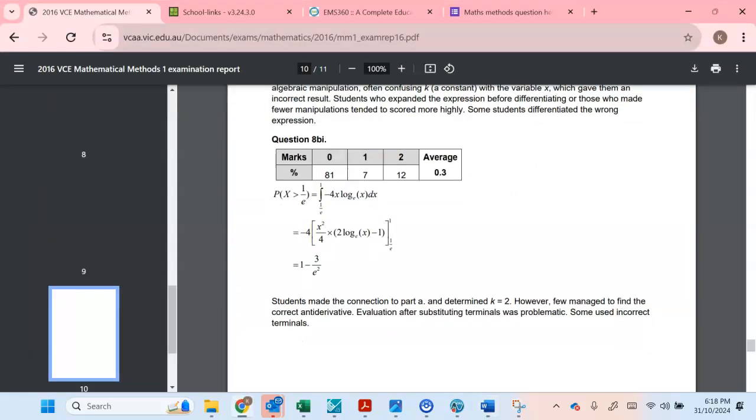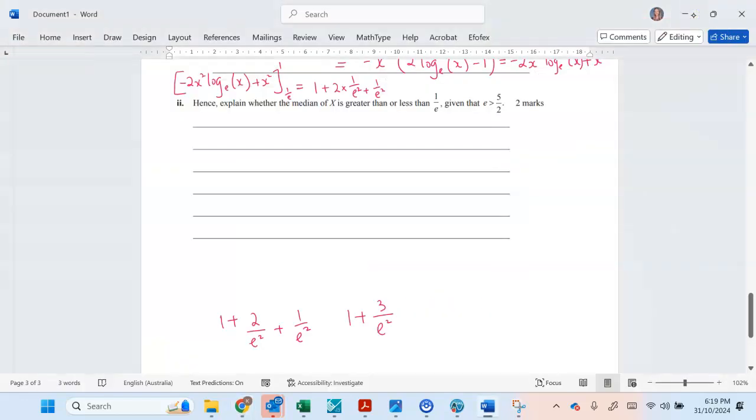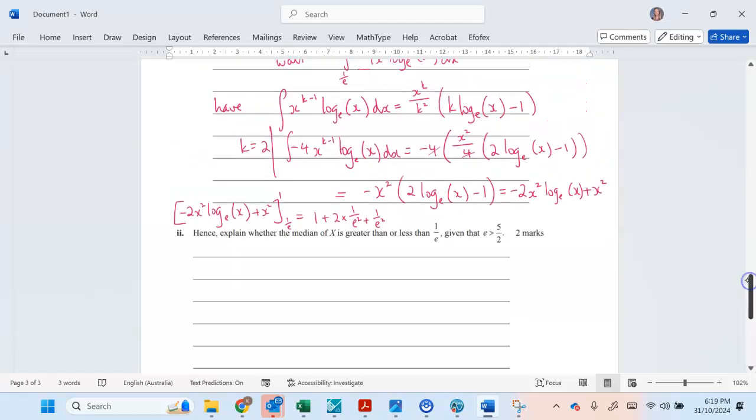Let me just have a quick look. 1 minus 3 on e squared. I had a plus there. Oh my gosh, that is so annoying. All right, I'm going to figure out where I went wrong. Just give me one second.